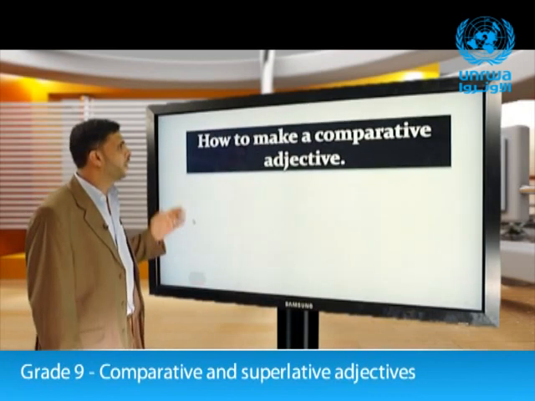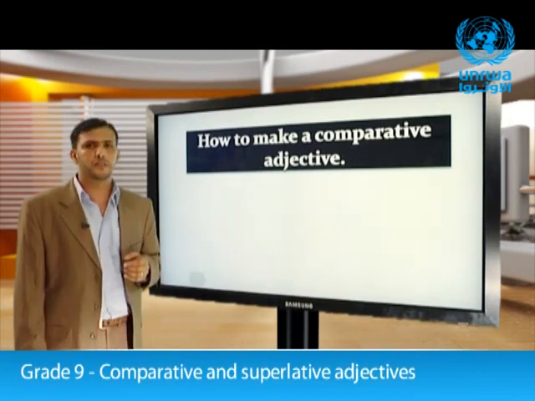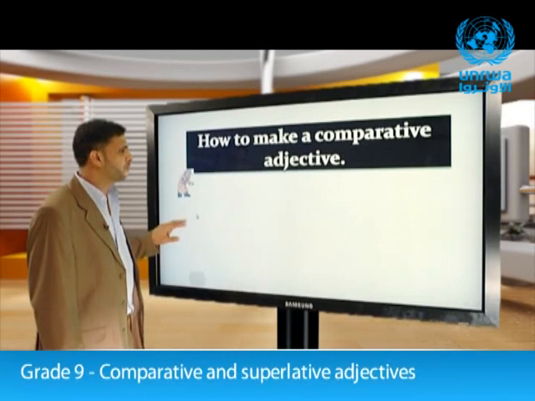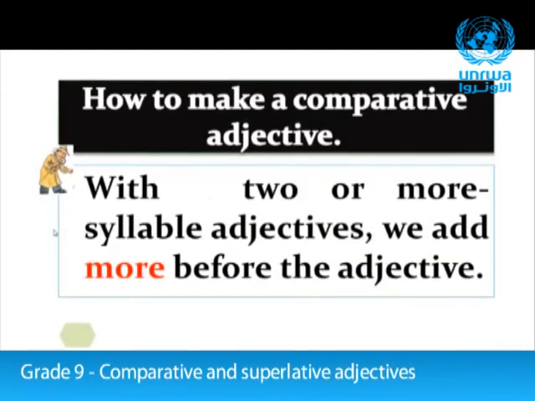Now let's see the rule. How to make a comparative adjective. With two or more syllable adjectives, we add more before the adjective.